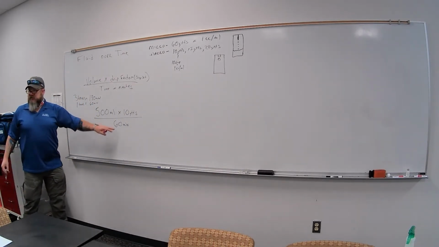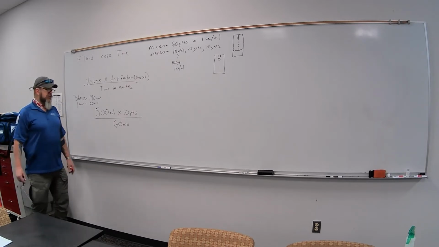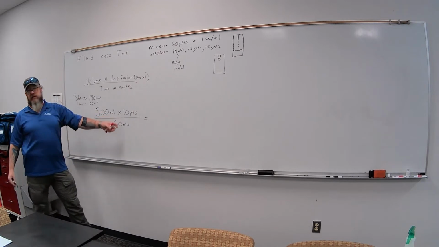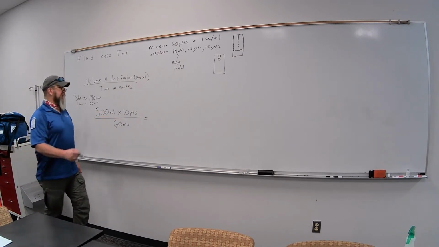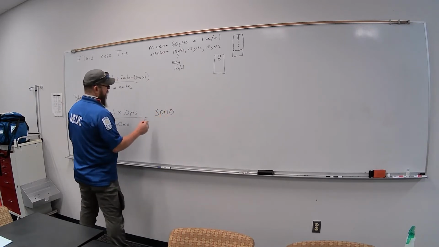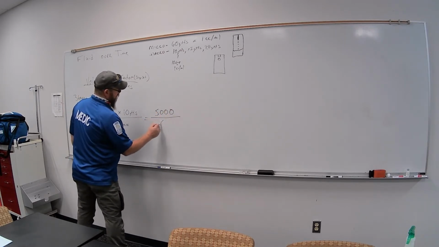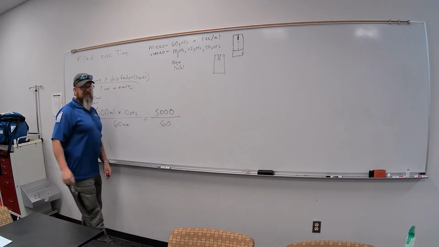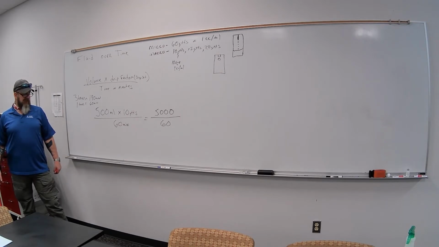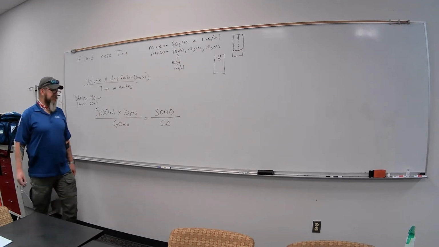So you got your equation set up now. Alright? So, what's top line? It's 500 times 10. 5,000. Okay? 5,000 divided by 60. Okay? And if you use your phone or whatever, it should come out to about 83.3, somewhere around there. Okay?